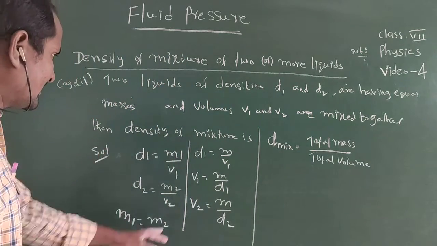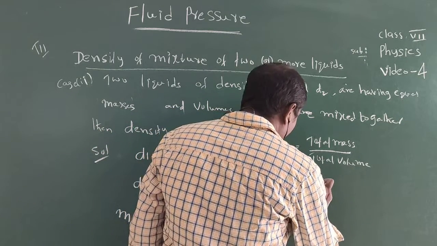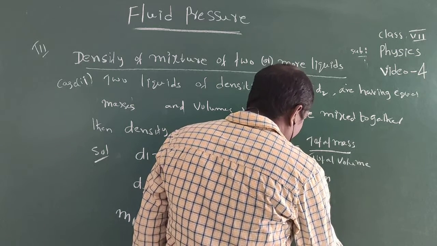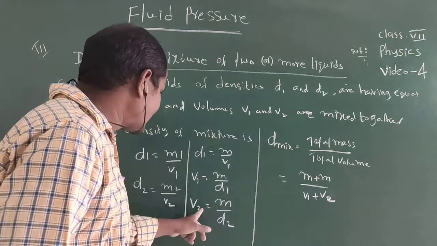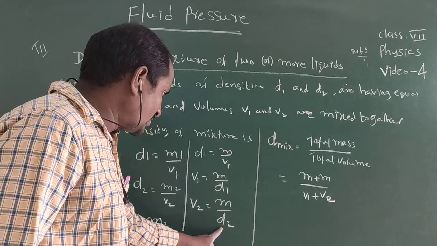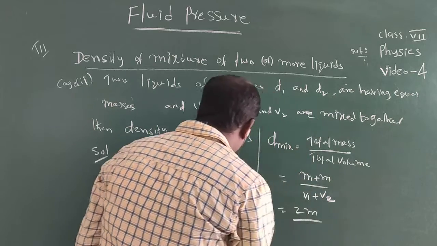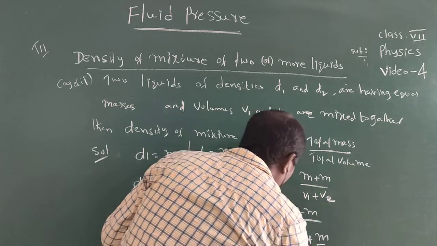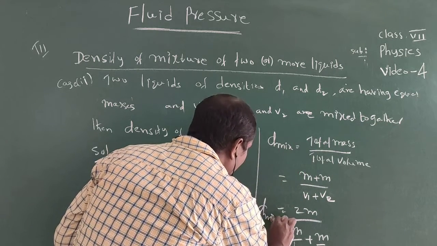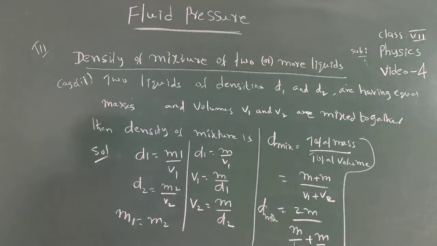What is the total mass here? m1 plus m, that is equal to 2m. So total mass equal to m plus m by v1 plus v2. What is here v1? m by d1. v2 equal to m by d2, because mass is equal. So m plus m, that is 2m, by m by d1 plus m by d2. It is the density of the mixture.